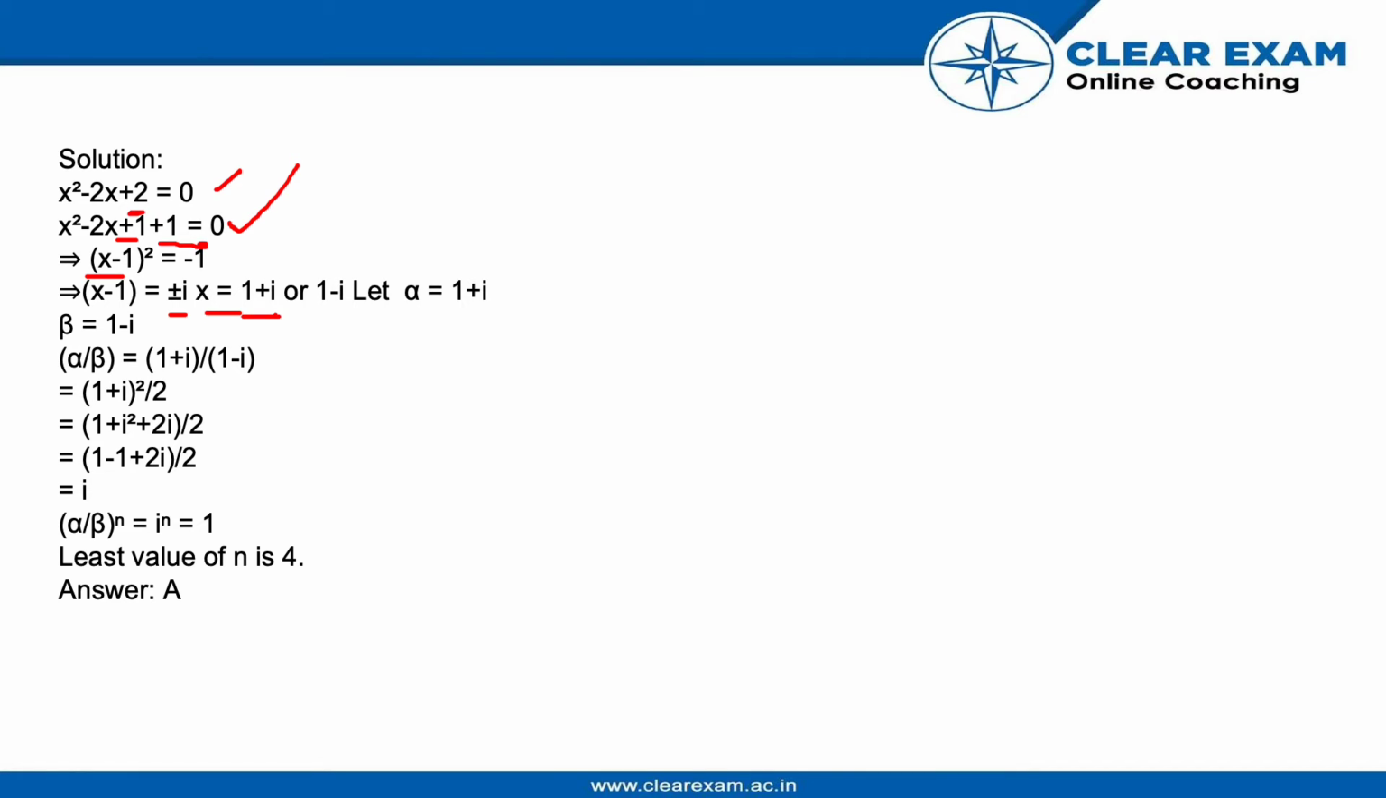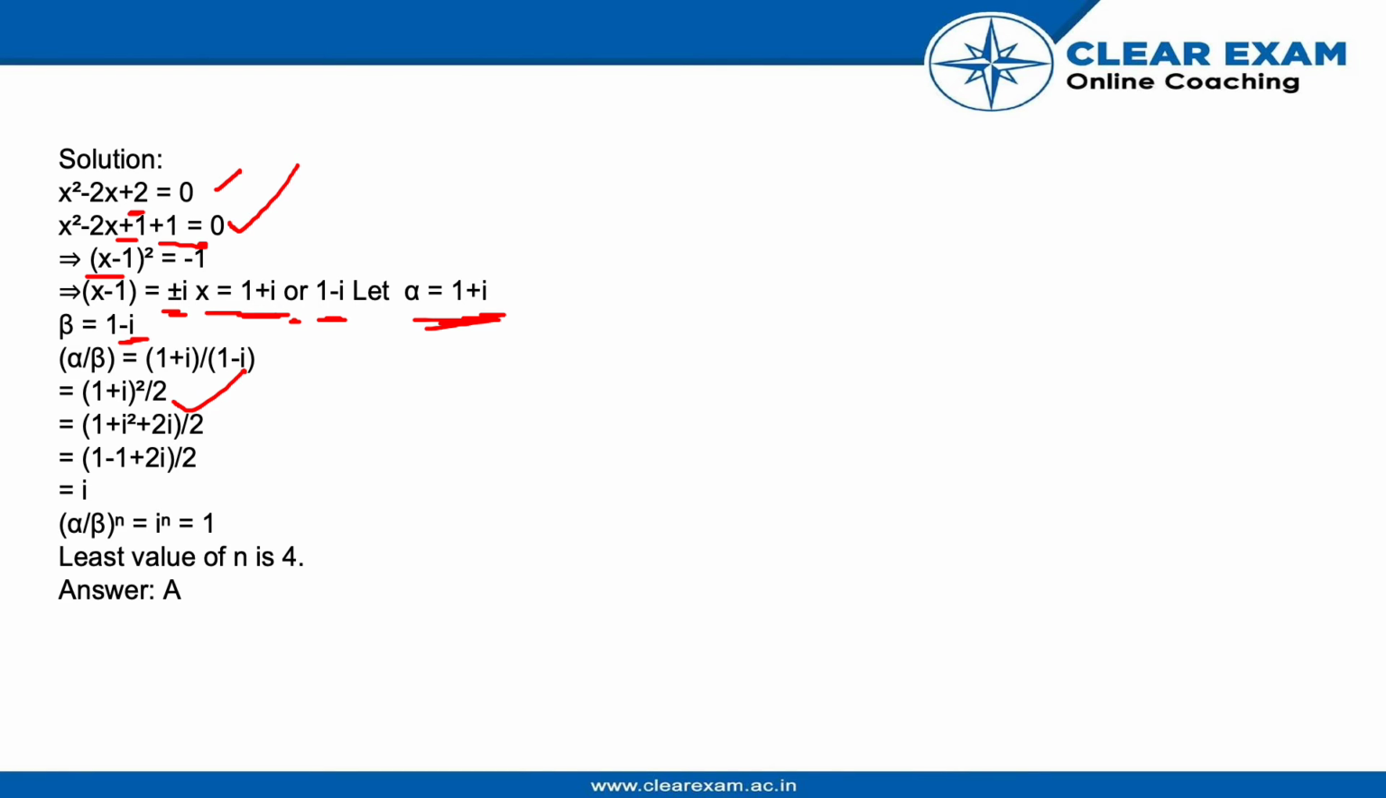Okay, x equals 1 plus i or 1 minus i, because it is plus minus i. Okay, and let alpha equal 1 plus i and beta equal 1 minus i. So alpha divided by beta equals 1 plus i divided by 1 minus i, and that is (1 plus i) whole square divided by 2.